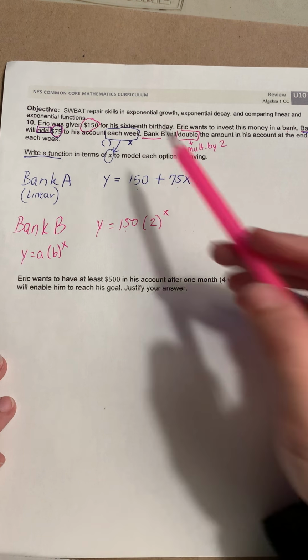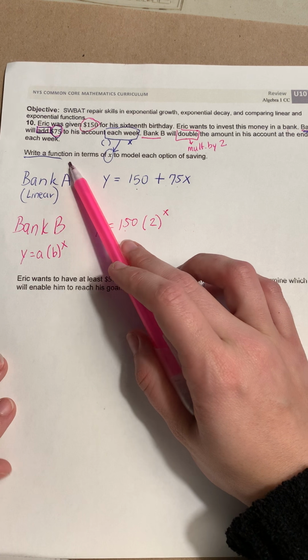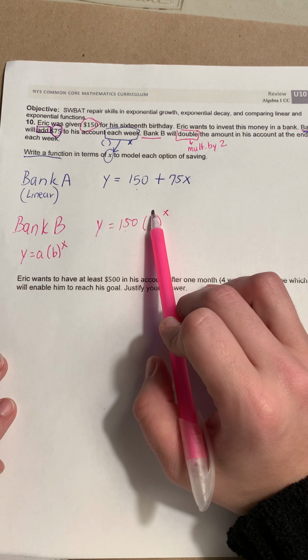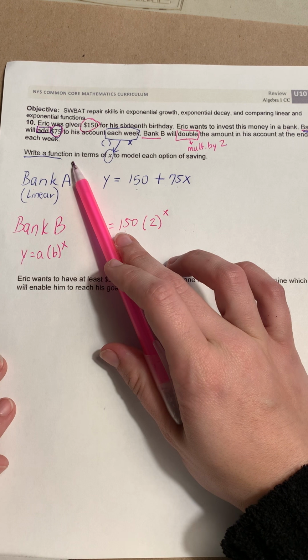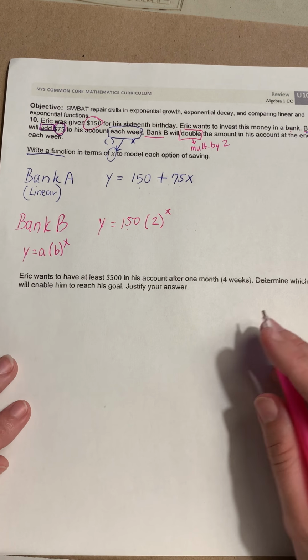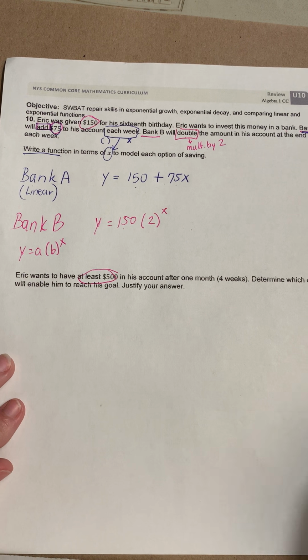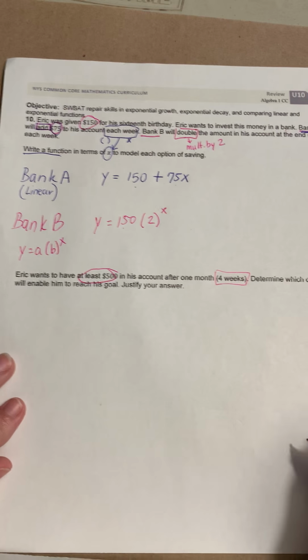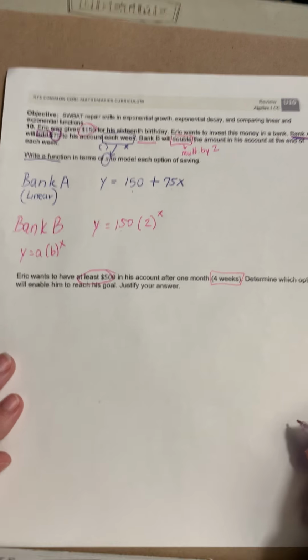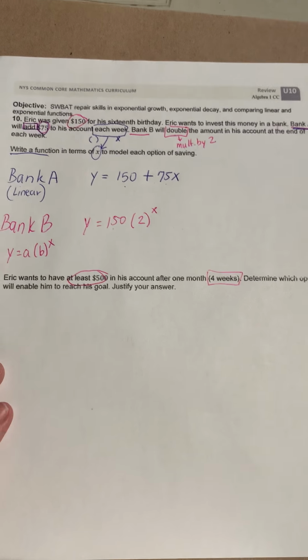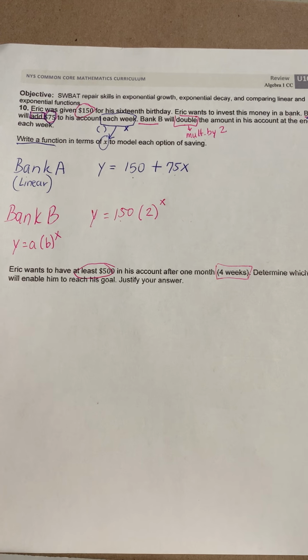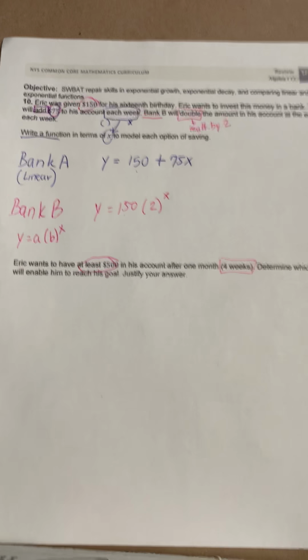That's all they wanted for this part. They just wanted you to write the functions. You don't have to solve anything. They just want us to set up the functions. Now down here it says Eric wants to have at least $500 in his account after 1 month, which is 4 weeks. Determine which option will enable him to reach his goal. Justify your answer.